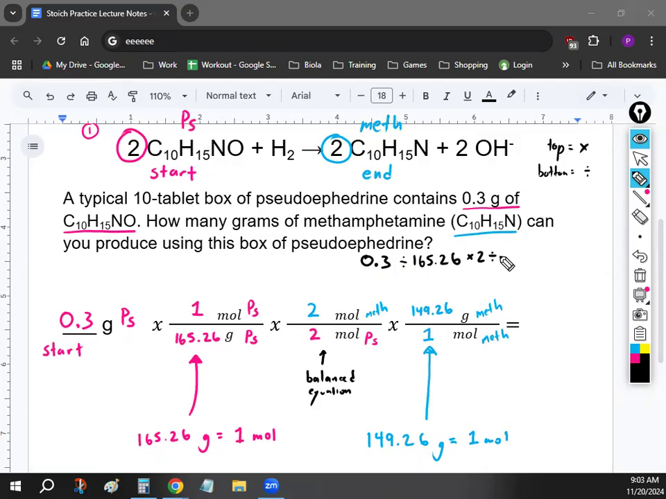So times 2 divided by 2. And then times this number on the top, which is 149.26. That's what we're going to be plugging into our calculator.